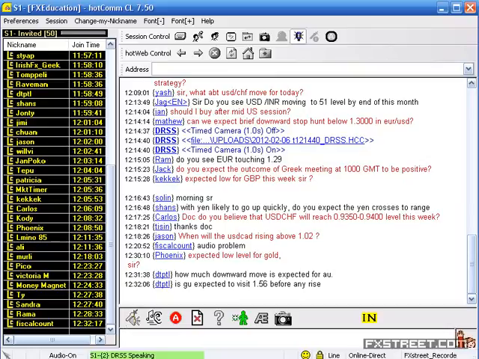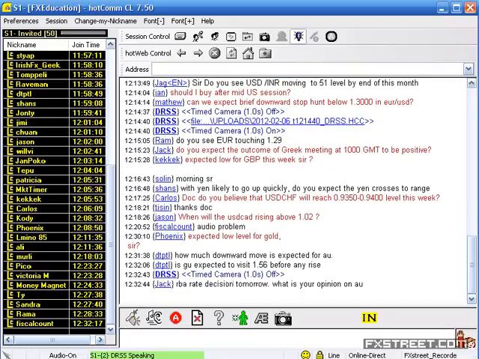Is GBP expected to visit 1.56 before any rise? No. Deep drops are not expected. They may just do a few pips below the low if needed, if they want to hit the stops below that. Otherwise, it is not anticipated or expected.